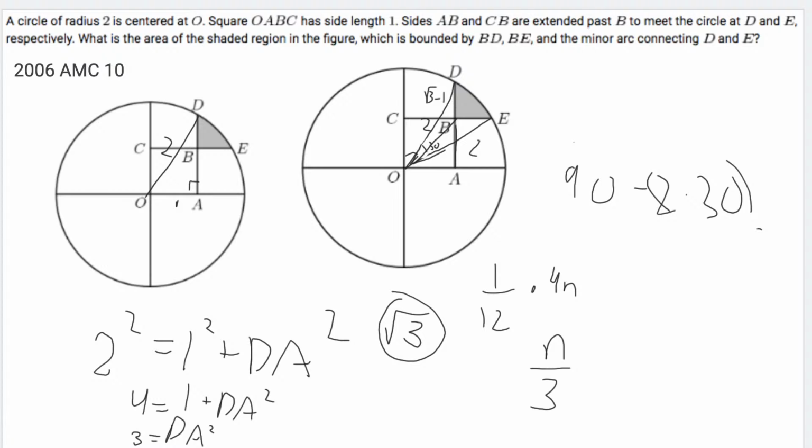Oh, by the way, when I say arc, I mean ODE. We found the area of ODE as pi over 3. Now we just have to subtract the triangles, and I want you guys to do that. So it's some computation.